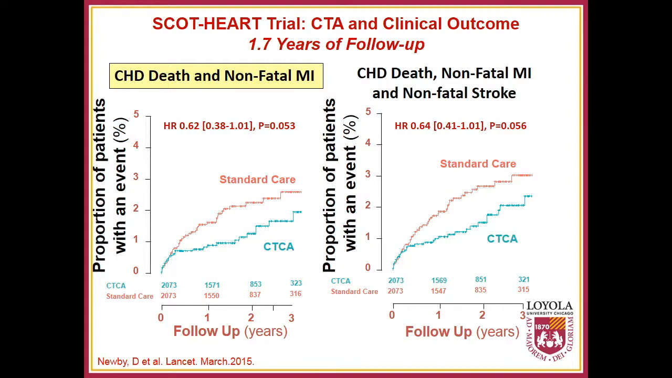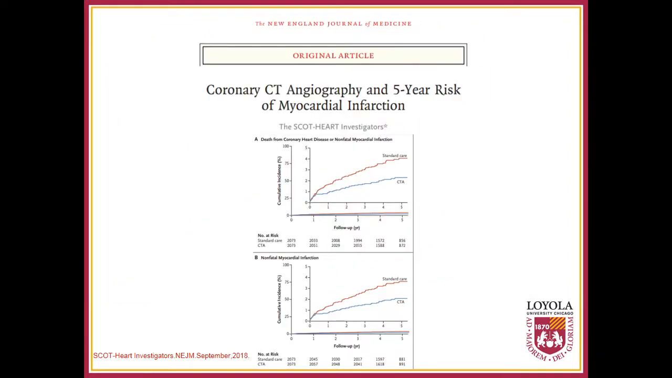This was the original Lancet data published in 2015. And if you look at the composite endpoint of coronary heart disease death, non-fatal MI, non-fatal stroke, there was also a reduction in events in the CTA arm. Now, as I said, the 5-year data was just presented in the New England Journal of Medicine in September of 2018, noting a significant reduction in myocardial infarction from the SCOT-HEART trial using a CT-guided strategy compared to standard of care functional stress test.